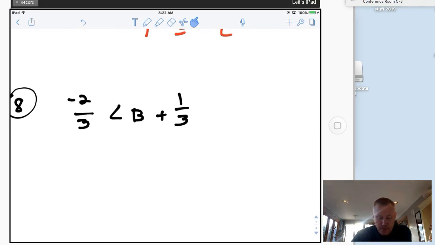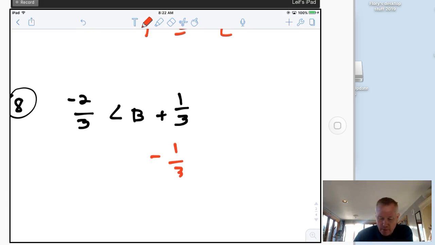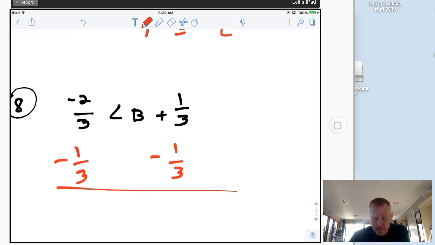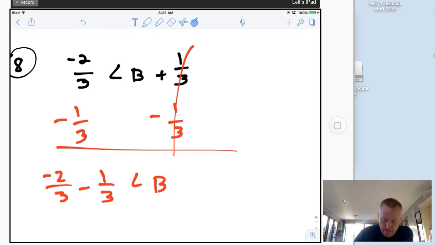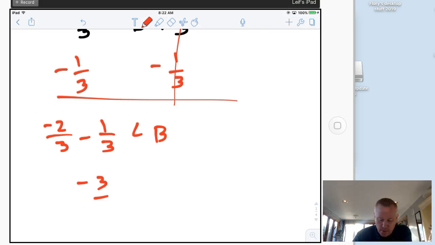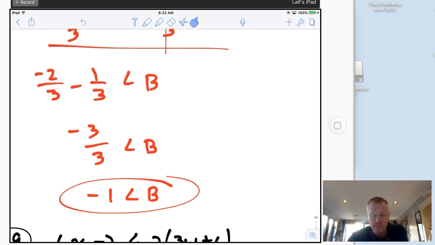Negative 2/3 is less than b plus 1/3. All right, so next, what I'm going to do here is get that b alone. So the opposite of adding 1/3 is subtracting 1/3. And these cancel. So negative 2/3 minus 1/3 is less than b, which would give me negative 3/3. And negative 3/3 is the same as negative 1. So b is greater than negative 1. Sorry, you got to read it sometimes.